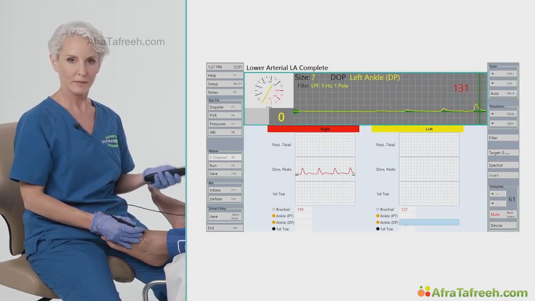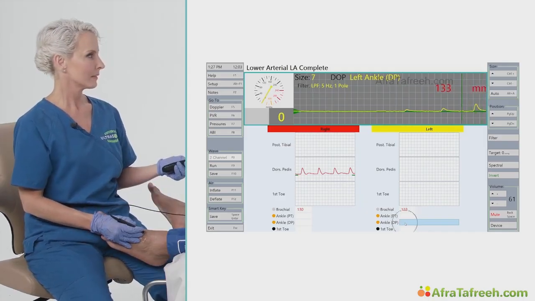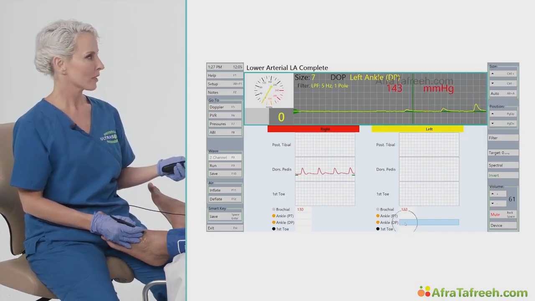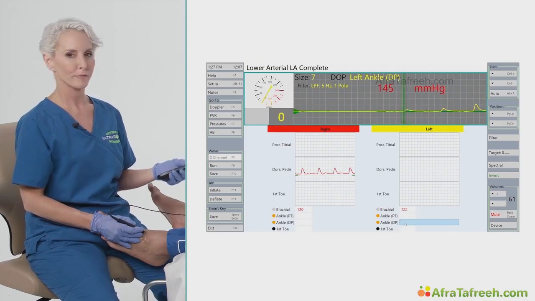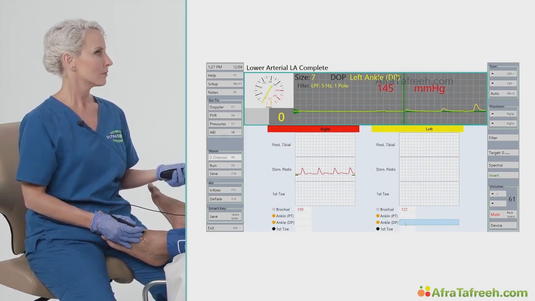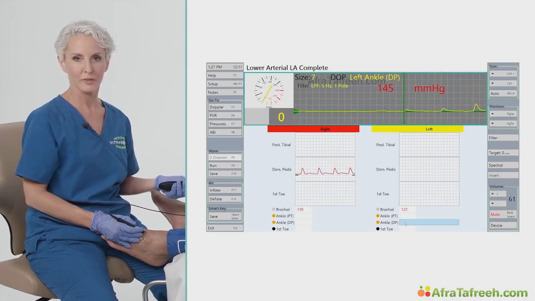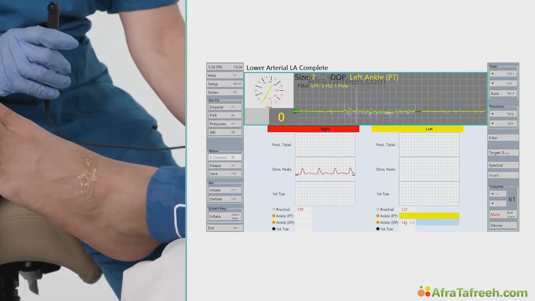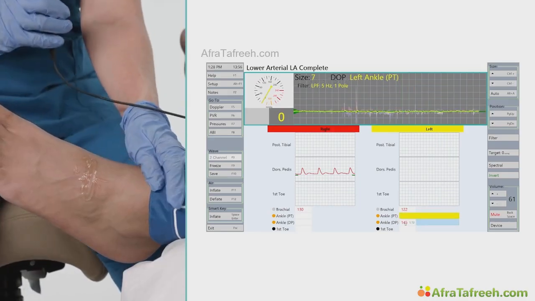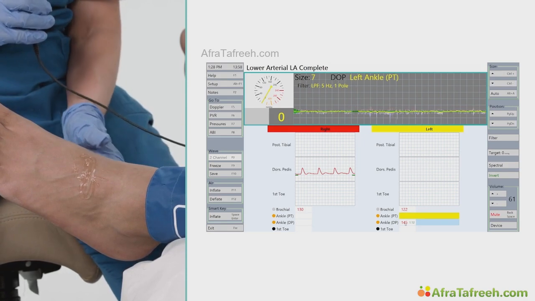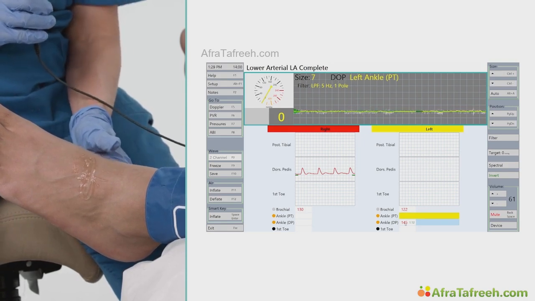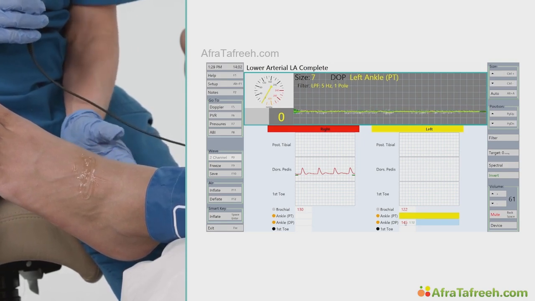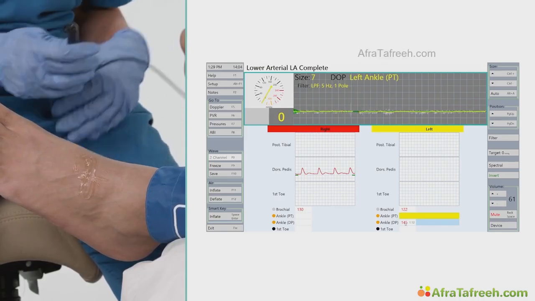After I hear 3 good beats, I will slide back and mark the onset of the first strong beat for a pressure of 145 millimeters of mercury of the left ankle using the dorsalis pedis artery. I will repeat the process again of the left ankle pressure utilizing the posterior tibial artery at the medial aspect of the ankle, just behind the medial malleolus.